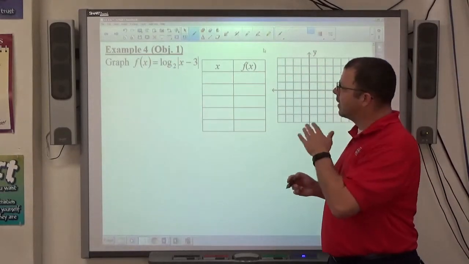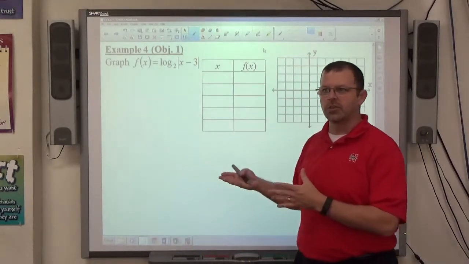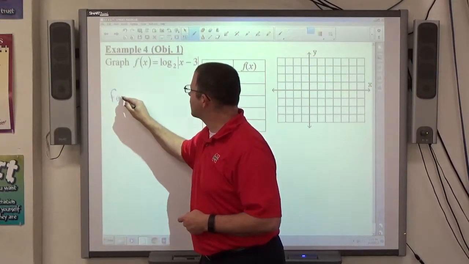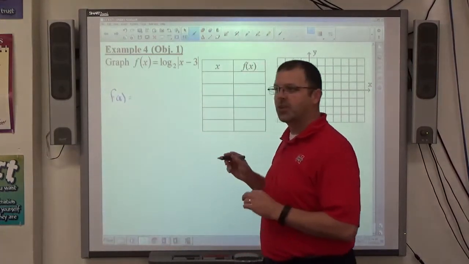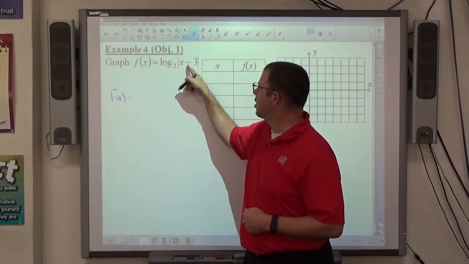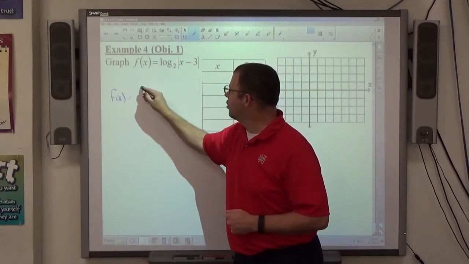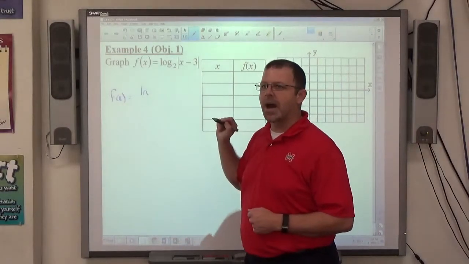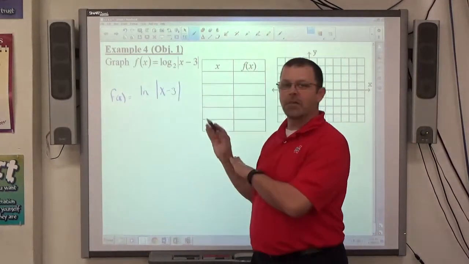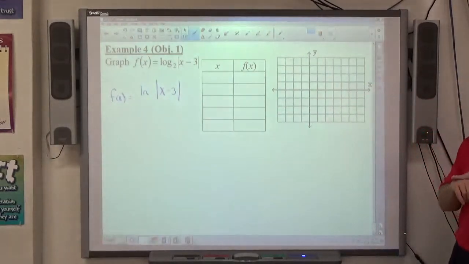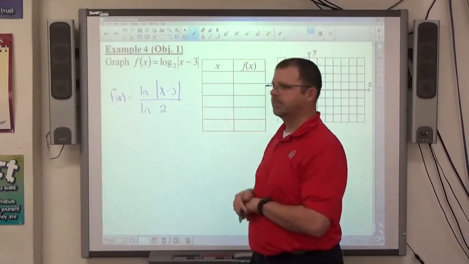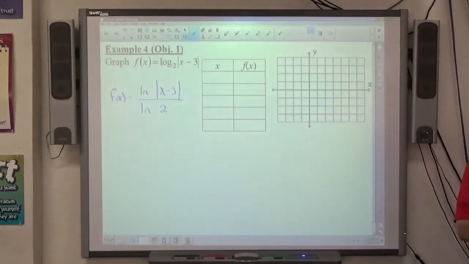Okay. To avoid that scenario, if we want to just do a more traditional pick x, solve y type problem, I can rewrite f of x using a law of logarithms that we learned on Friday, the change of base formula. Change of base says if I have log of something base something, so we have an argument of this, a base of that, we can change it to either ln or log, take your pick, doesn't matter. I'm going to go ln, I prefer that one. Absolute value of x minus 3, so you do whatever base logarithm you want on top, the same base logarithm of the base on the bottom.